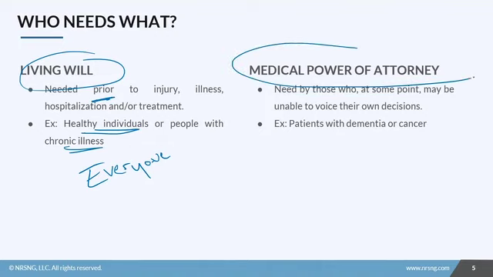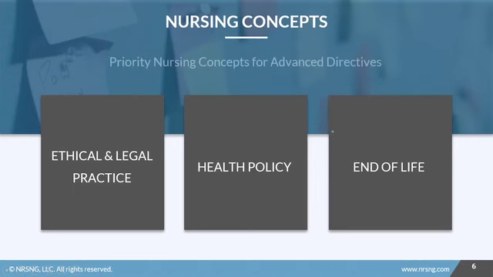For medical power of attorney, it's a little bit different. These are people who may know that at some point they may not be able to voice their own decisions, so these are patients with dementia or cancer. They want to designate someone who can actually be their voice for them when they can't.